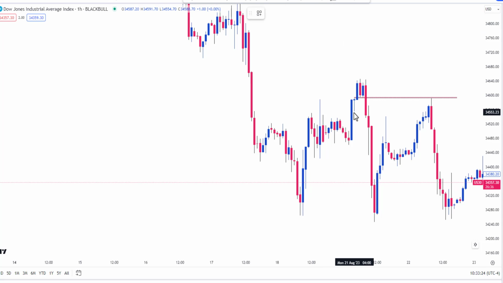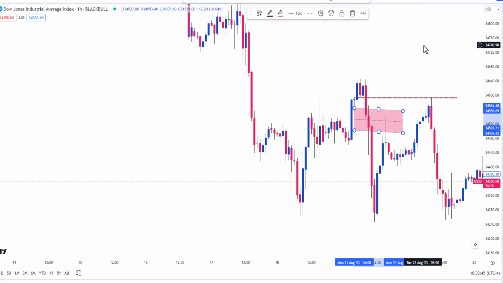Even if it did not give you that entry movement you want to see, it will give you some certain reaction of price around that area. So let's have a look at this particular one.